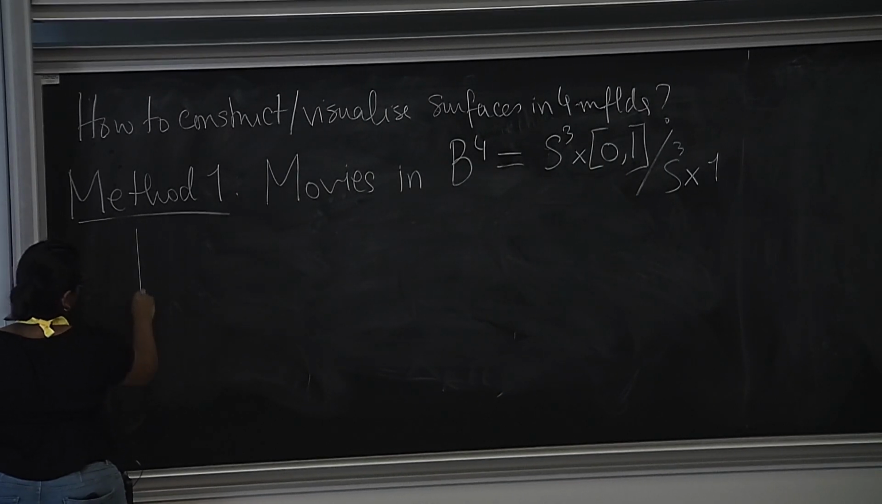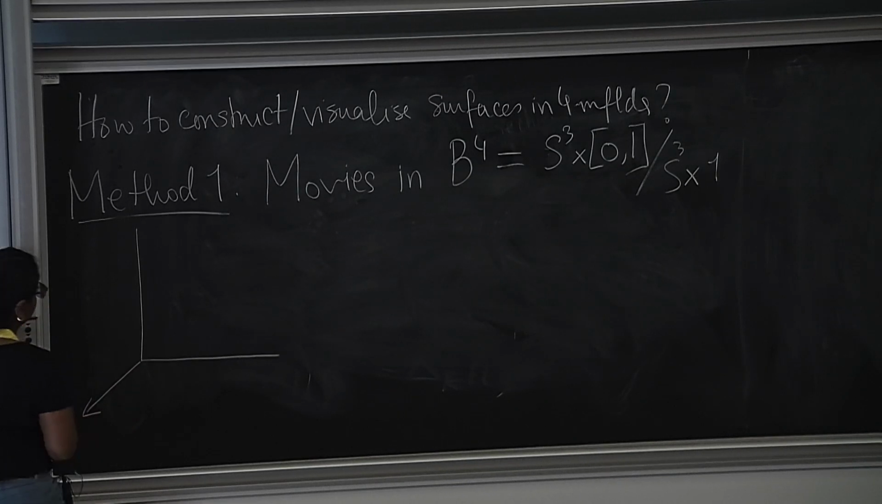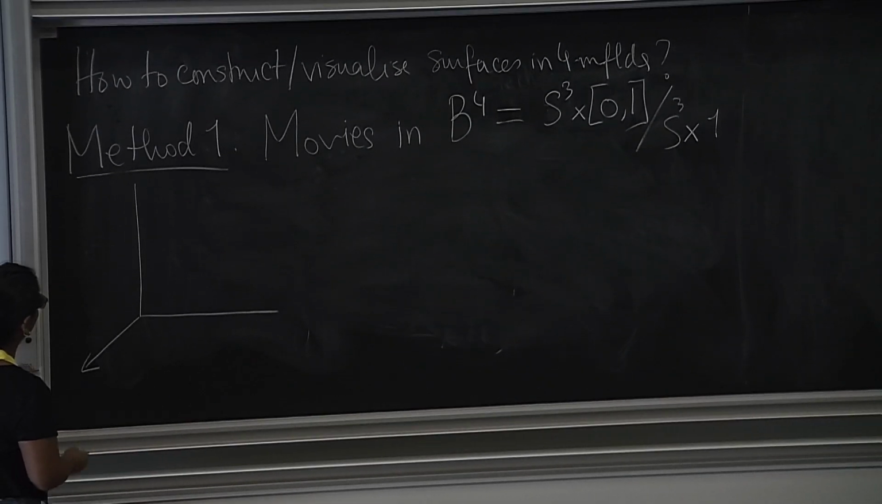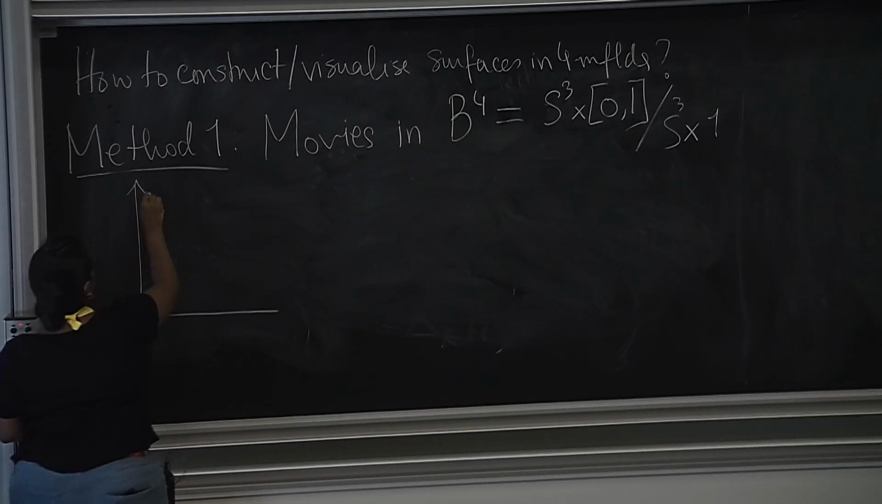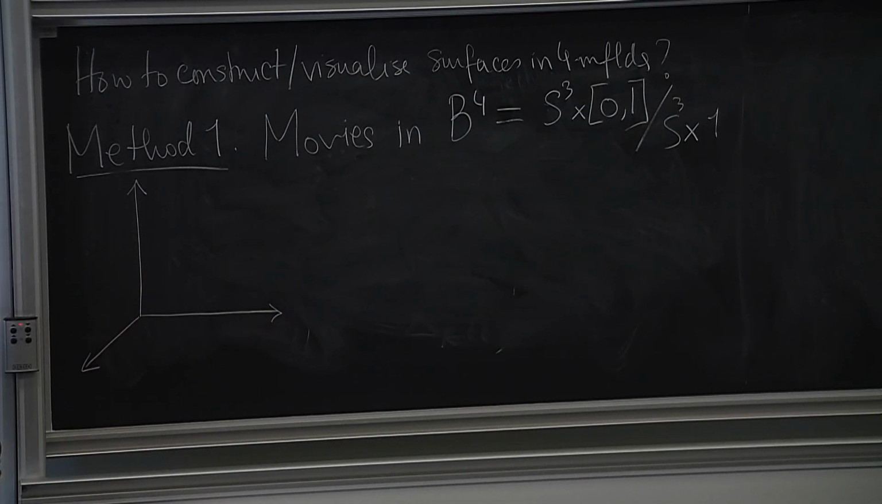So how should I think about B4? Well, could think about it in the following way. This is a kind of cartoon picture. Which one is 1? No, this one. Okay. So here's a sort of cartoon picture for this. This looks like R3, but it's actually R4. That's my cartoon.